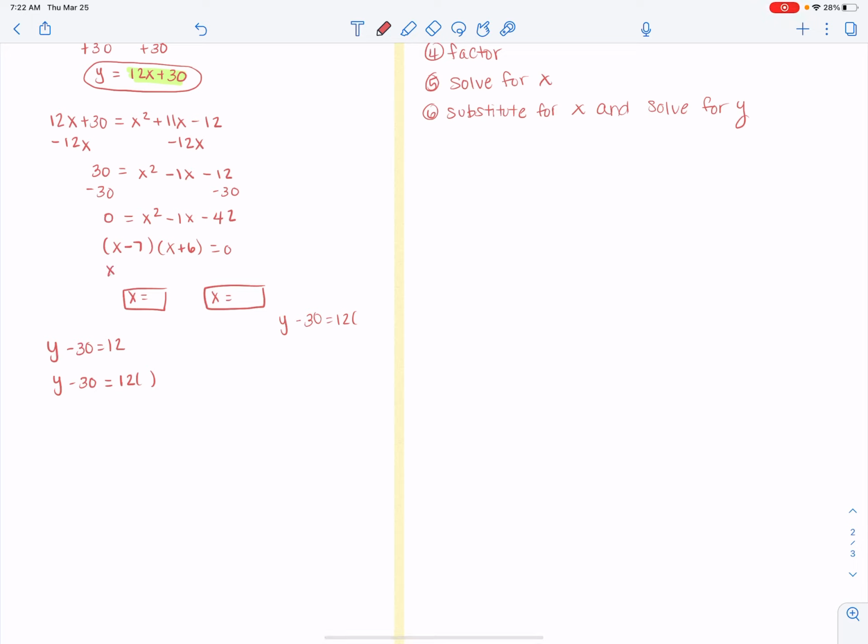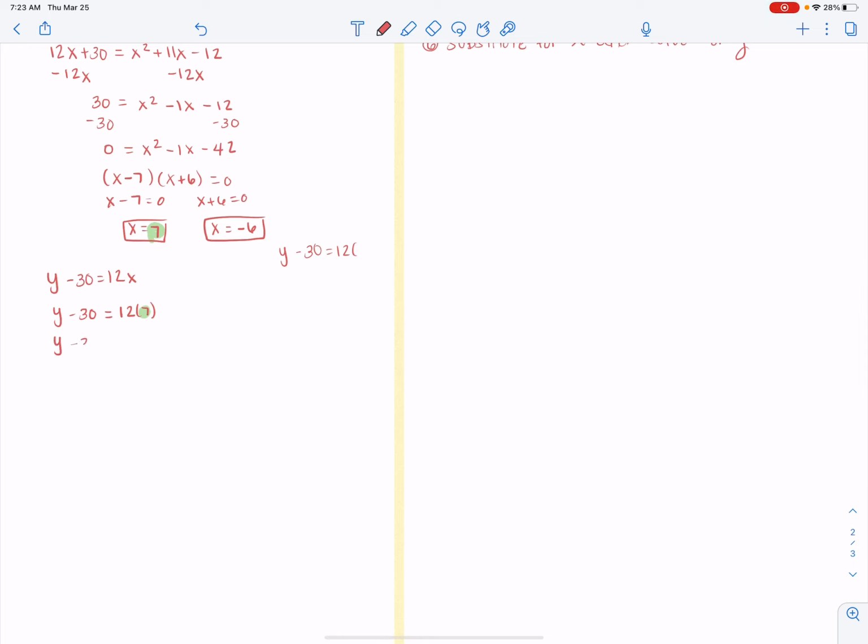Yeah, so x minus 7 equals 0, which means x equals 7. x plus 6 equals 0 means x equals negative 6. Those are the numbers we should be using. Okay, so now substitute them in. So if we use 7 here, y minus 30 equals 84. Add 30, y equals 114. So I know they're going to intersect at 7, 114.